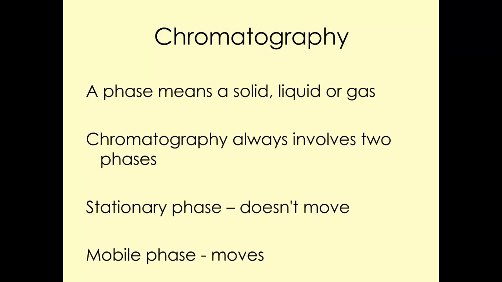When we talk about chromatography, we always talk about phases. A phase just means a solid, liquid or gas. Any form of chromatography is always going to involve two phases, and hopefully the names of these are quite self-explanatory. A stationary phase means it doesn't move, and the mobile phase moves.